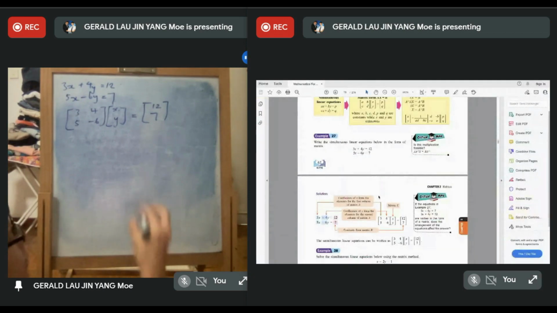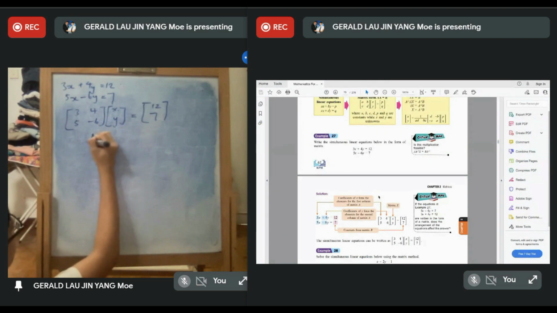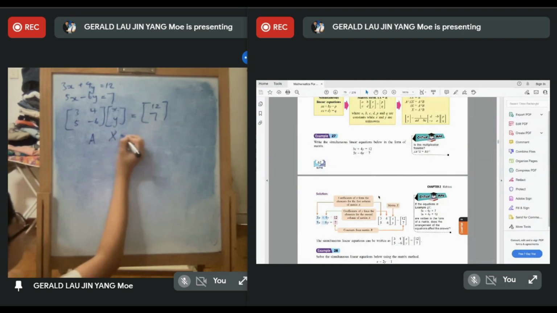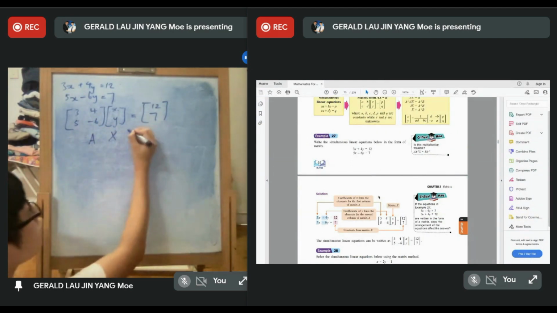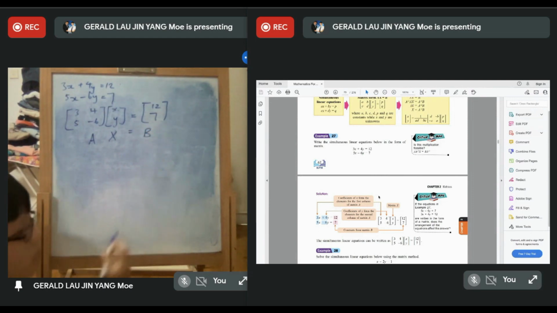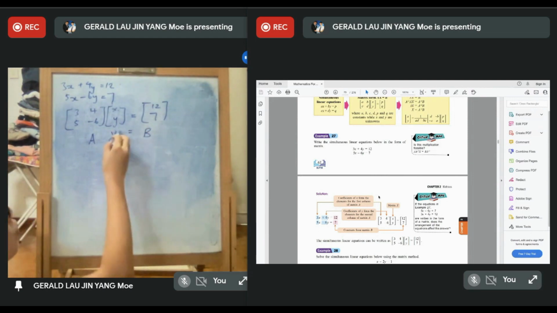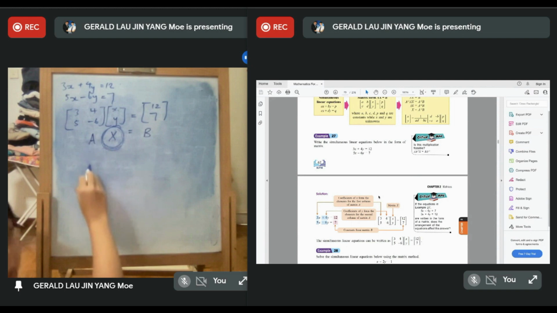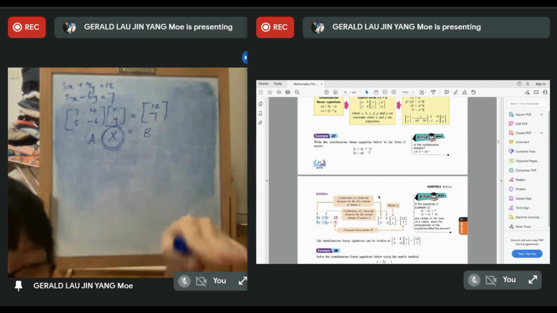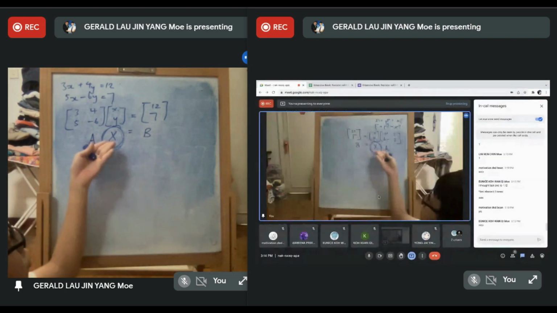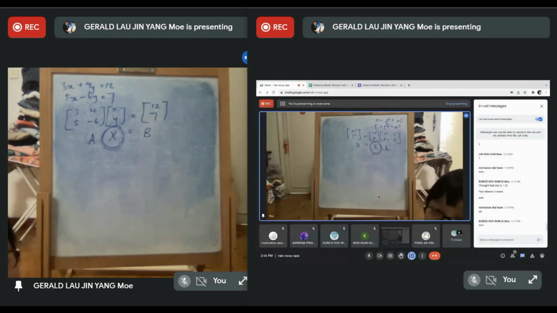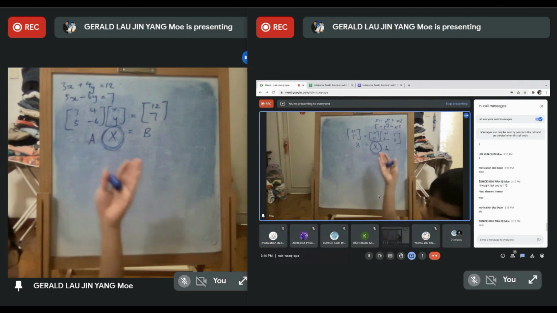Okay, we assume this is a normal matrix A. This is x, okay? Ax equals to another normal matrix B. Now we want to find what is x. To find what is x, we have to use B divide A, right? Like normal algebra, to find x, B has to divide A, right? You understand, right? In matrix, of course, you cannot divide because it's going to be so complicated.